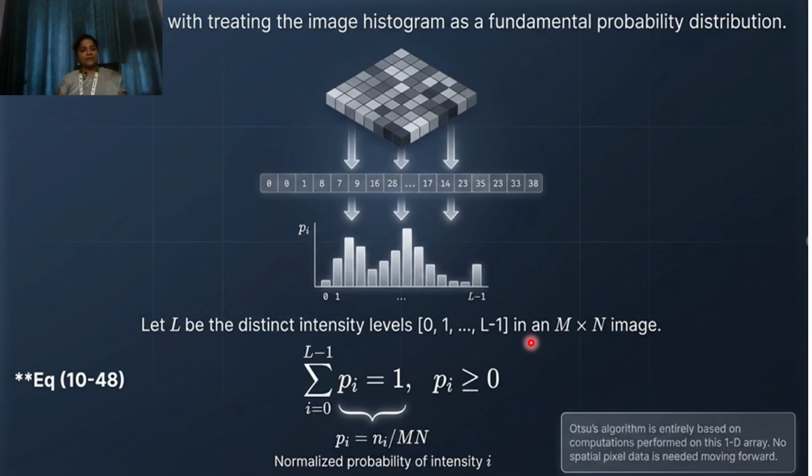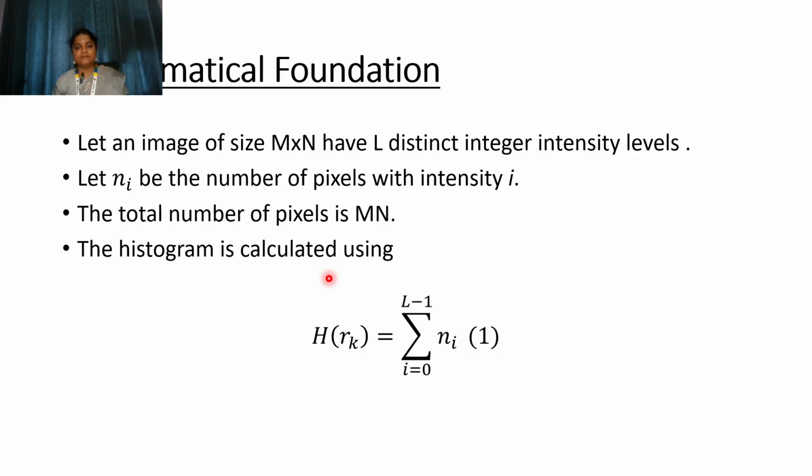So, this is a pictorial representation of the importance of histogram. We are going to take our image and convert it into a histogram. Now this histogram is going to be used as the probability distribution that is going to be used in Otsu's method. So, let's start with the mathematical foundation.